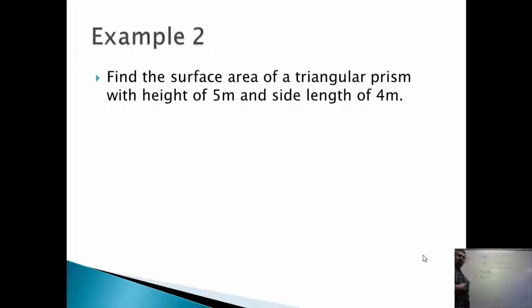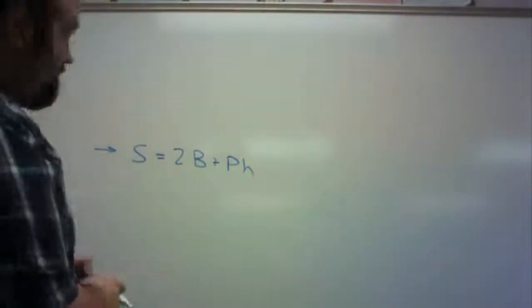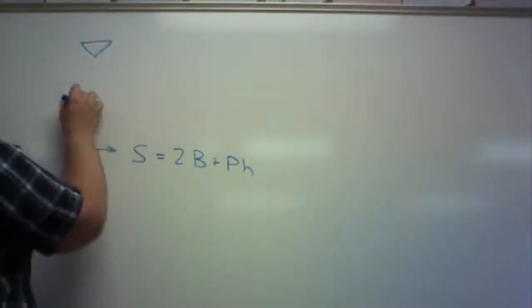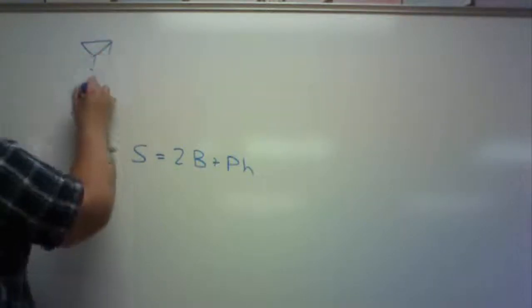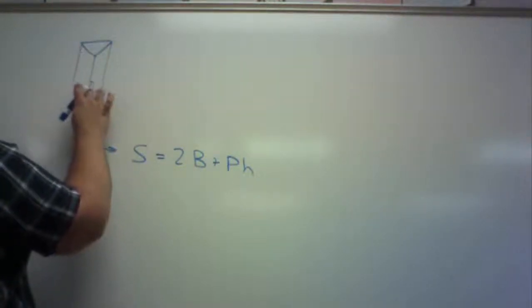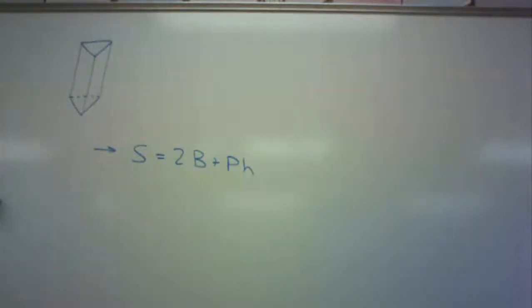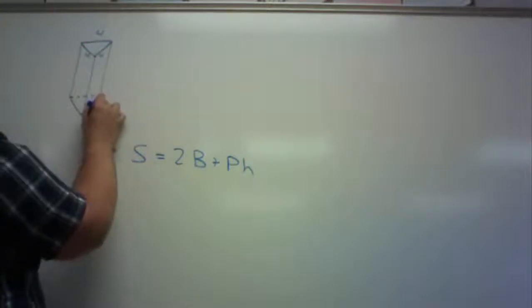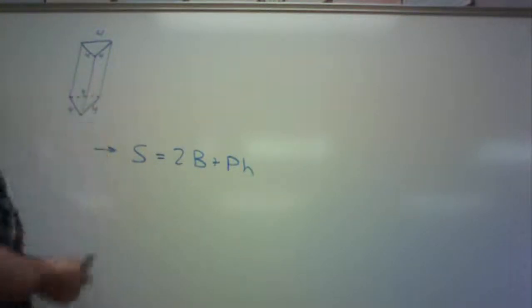So, what if I said, find the surface area of a triangular prism with height 5 meters and side length of 4 meters. The first thing I would do here is try to draw a picture. I would draw a triangle for the top, a triangle for the bottom, and connect them using quadrilaterals. I'll dot whatever I can't officially see, and I'll have my shape. It has a side length of 4 meters, which means this is 4, this is 4, and this is 4. The height is 5 meters.